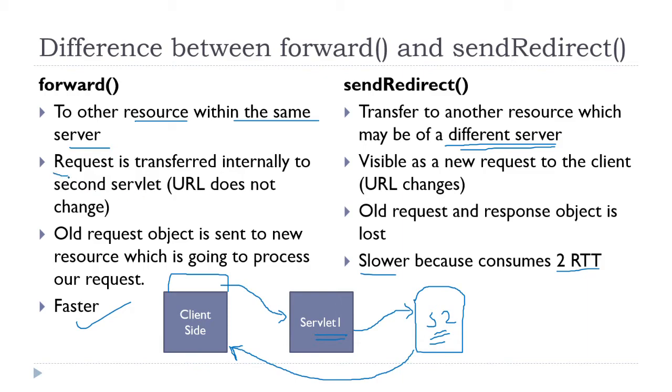Next, the request is transferred internally to the second servlet. That is why the URL does not change. So we had seen when we had executed the code for forward method that the URL displays the URL pattern of the servlet 1 itself. So in our case, it was displaying the login servlet URL pattern, even though it was showing us the response of some other servlet, but the URL remains the same as that of the servlet 1.